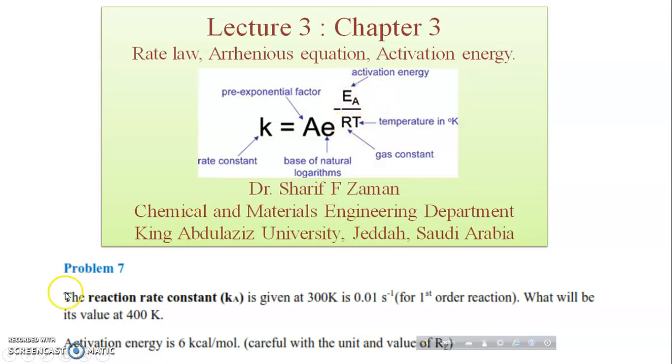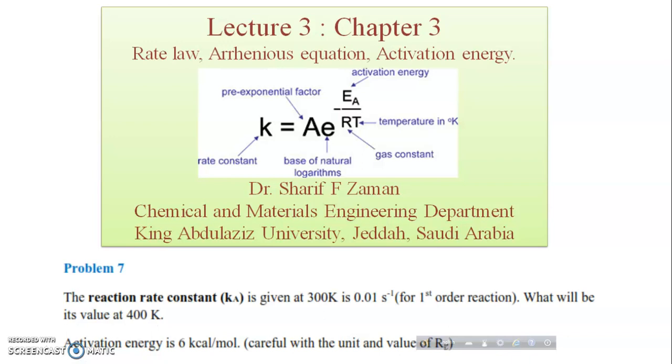And the problem description: it is homework problem 7 of chapter 3. The reaction rate constant Ka is given at temperature 300 Kelvin as 0.01 second inverse. And as we know, if the unit of the reaction rate constant is time inverse, then it is a first order reaction. What will be the value of the reaction rate constant at 400 Kelvin?